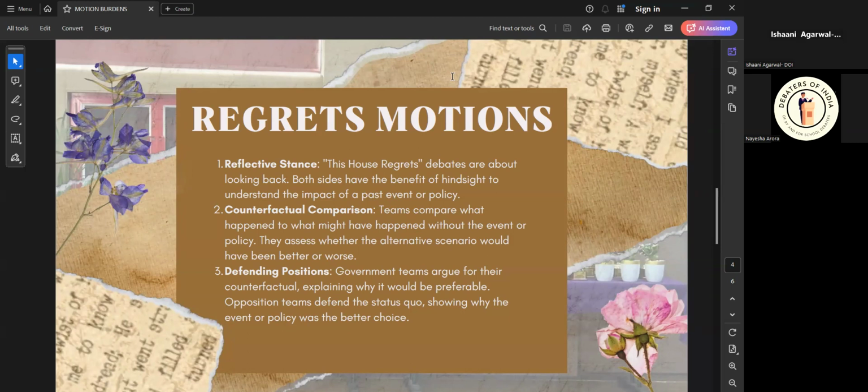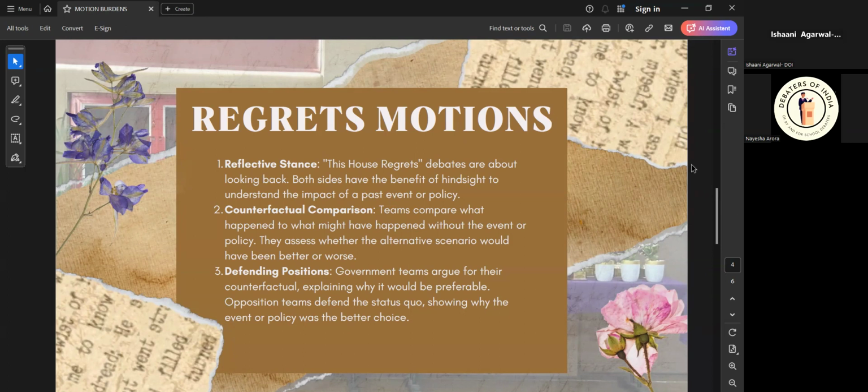So in the end, for regret motions you basically need to either say that no, it was wrong, we disagree with this, or you need to say that yes, it was right and it has a positive impact. You need to look at the status quo right now and say why it is needed or not needed, and you need to give a counterfactual.